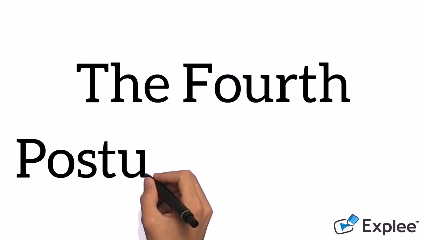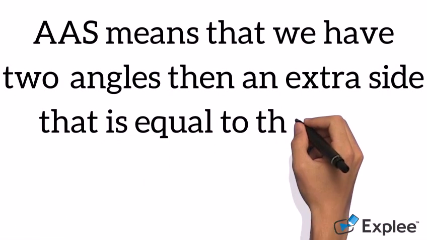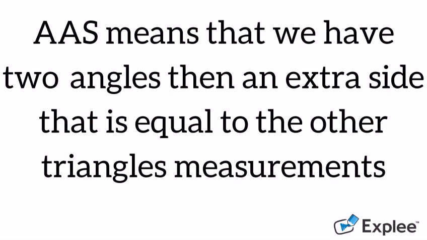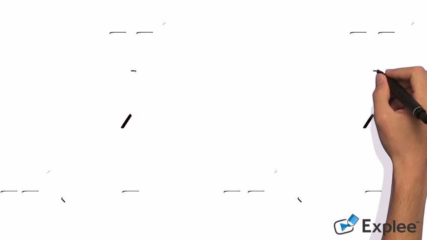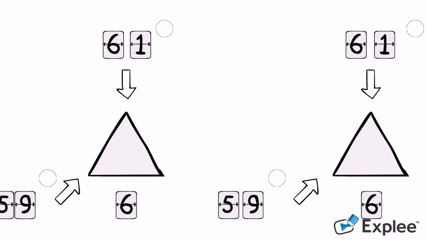The fourth postulate is angle angle side. Angle angle side means that we have two angles then an extra side that is equal to the other triangle's measurements. If two angles and the side of a triangle are equal to the corresponding angles and side of another one, like this case, they are congruent.